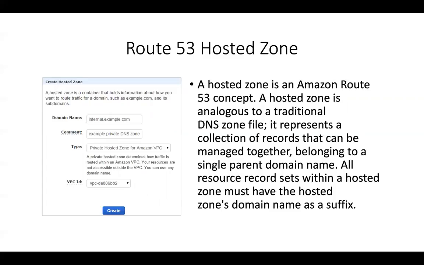So all the records that you place within the public hosted zone will be internet resolvable. So you can resolve these records. But when you place it within a private hosted zone, you have to choose your VPC. So all of your records are created within the VPC, which means all of your records are going to be resolvable only from within the VPC, right?